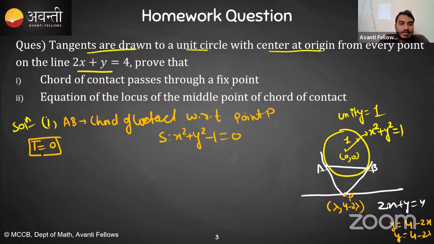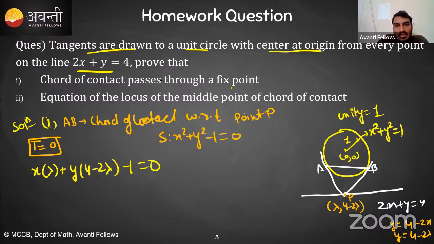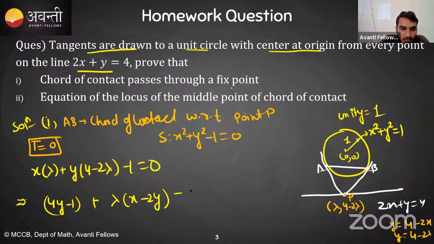So how do you write T equal to 0? Replace x square with x x1. What is x1? Lambda. Plus replace y square with y y1. What is y1? 4 minus 2 lambda, minus 1 is equal to 0. Clear? Okay, if it is clear, then now separate this. This can be written as 4y minus 1 plus lambda times x minus 2y is equal to 0. This is the equation of AB.